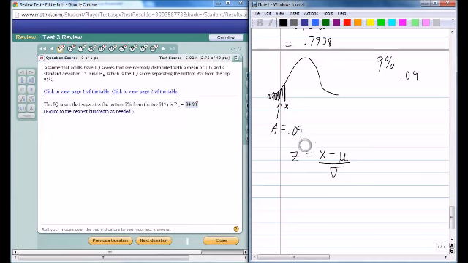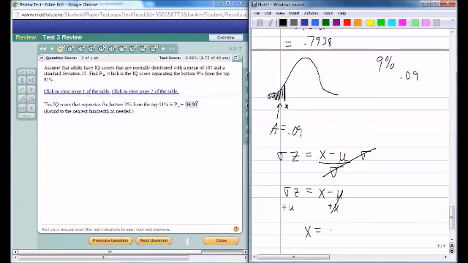Alright, so like any formula though, you can always solve for any of the variables. So how could I solve for x? If I multiplied both sides by sigma, those sigmas cancel out, and I would have sigma times z, or z times sigma, equals x minus mu. Now if I want to solve for x, you add mu to both sides.